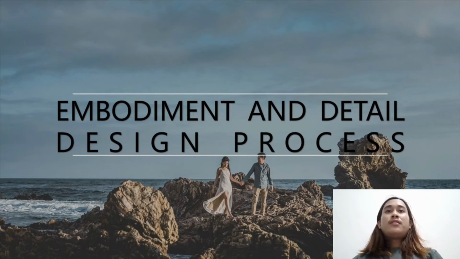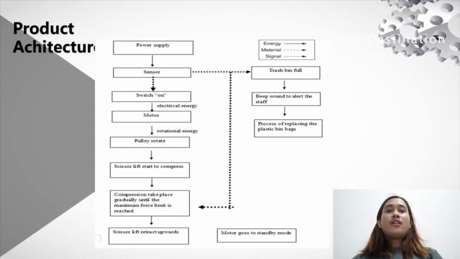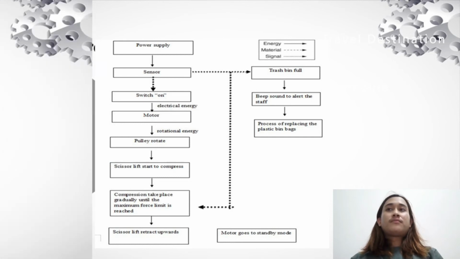For the embodiment and detailed design process, we have product architecture. For the product architecture, we need to use the flow chart to help us understand how the trash bin functions easily. For the flow chart, first the power supply goes to the sensor, switch on, motor fully rotates, then goes to the scissor to start compressing. Then compression takes place gradually until the maximum force limit is reached. Then the last step is the scissor lift retracting upward.